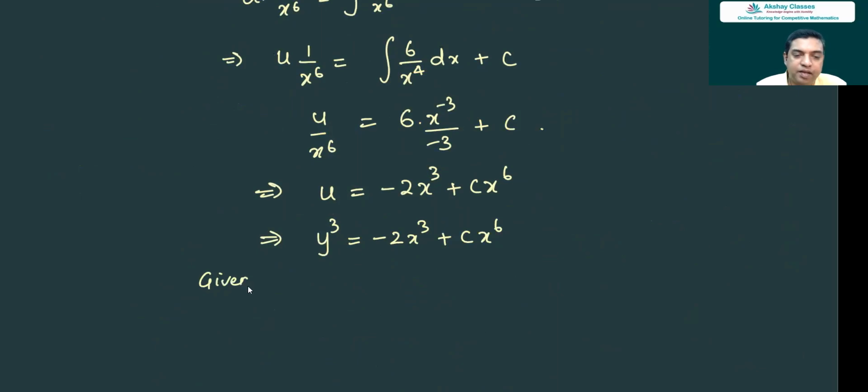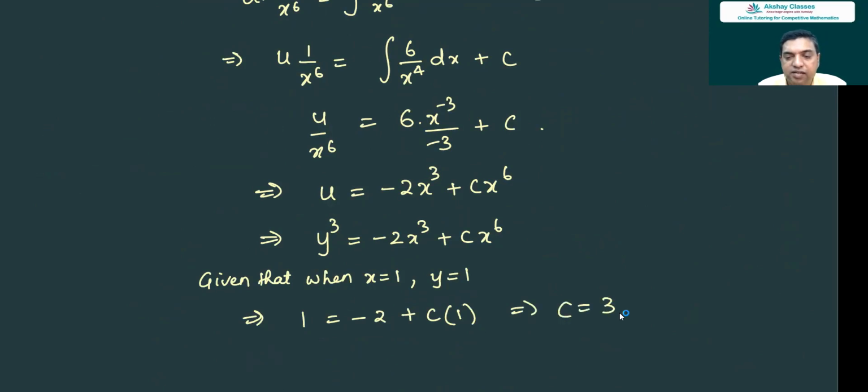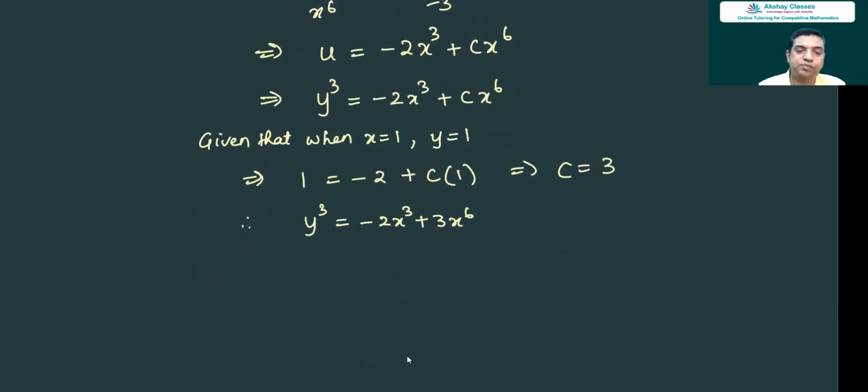Given that when x equal to 1, y is equal to 1. So 1 is equal to minus 2 plus c into 1. So c is 3. Therefore, we get y cube is equal to minus 2x cube plus 3x power 6. This is the solution of the linear differential equation.